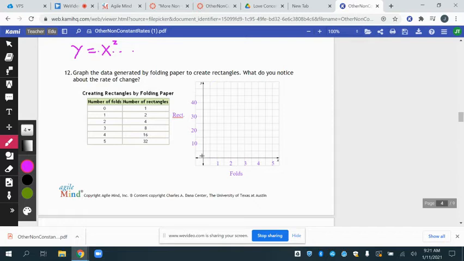Boom, about there. Okay, when you have 1 fold, there are 2. When you have 2 folds, there are 4. 3 folds, there are 8. 4 folds, there are 16. 5 folds, there are 32. Now this looks kind of like the last one.